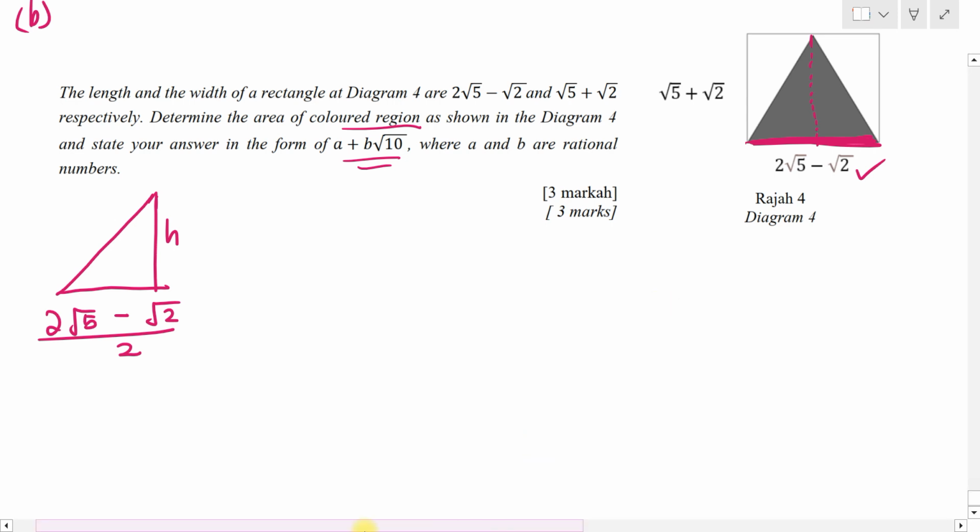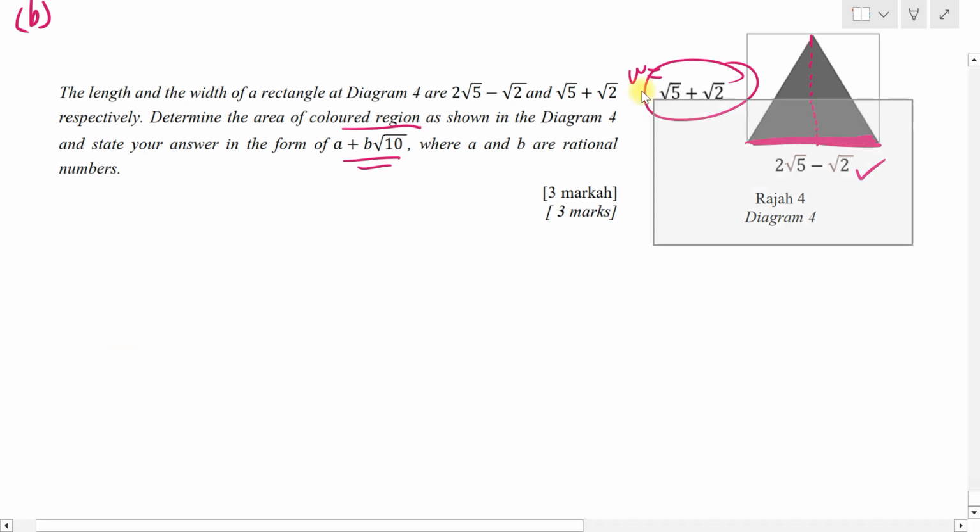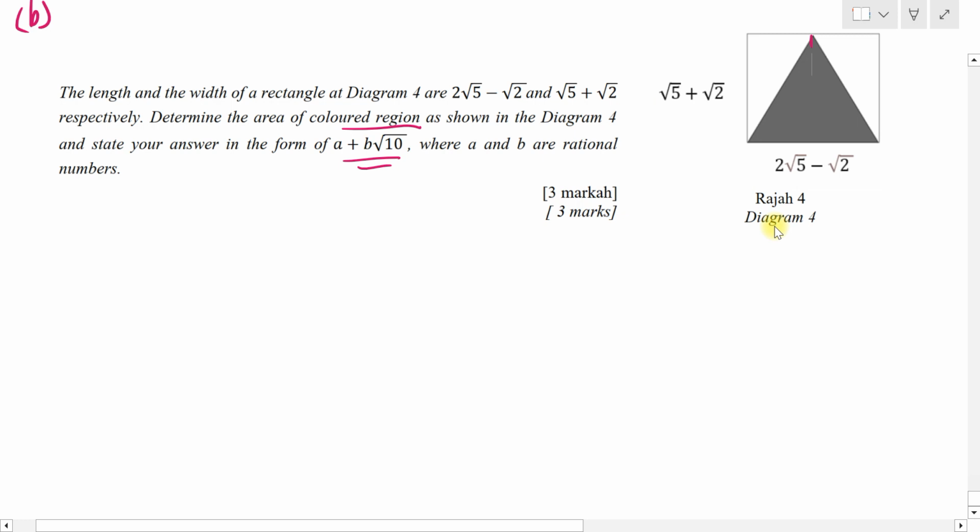Actually, wait, I think I made a mistake. The height should be equal to the width, right? Okay, sorry. I'm thinking of this hypotenuse. Okay, wrong. Now let me brief you again with the question. Okay, they want this colored part.